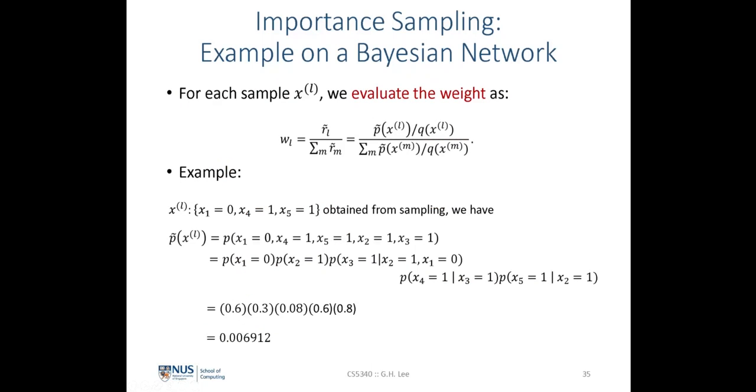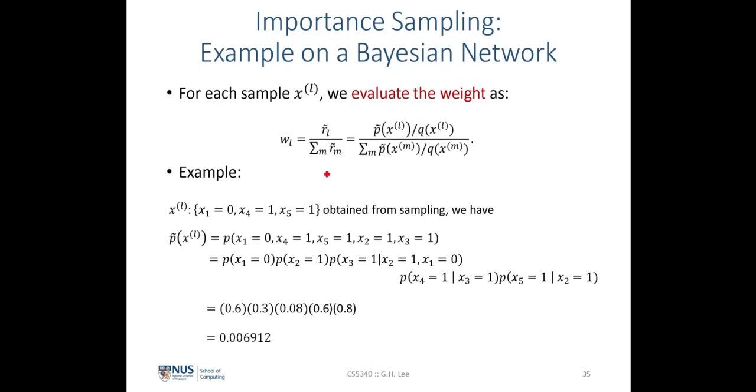Now, once we have drawn enough samples from the proposer distribution, we'll evaluate the weight of every single sample, normalized by the sum of the weights of all the samples that are drawn in the importance sampling algorithm. So this is given by w_l equals r tilde l divided by the sum of r tilde m. And we saw in the earlier slide that this can be easily computed from the unnormalized target distribution as well as the proposer distribution of q.